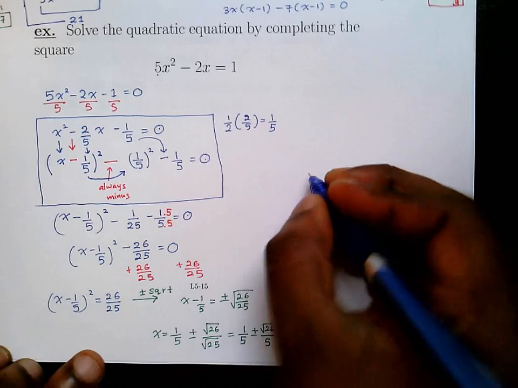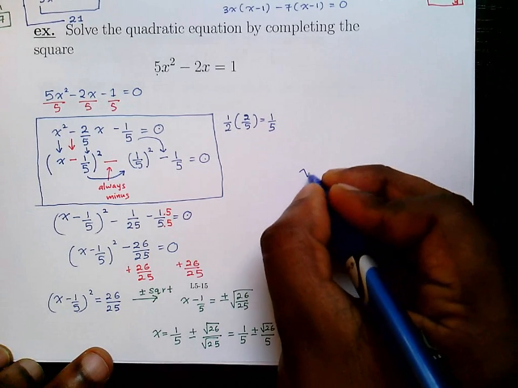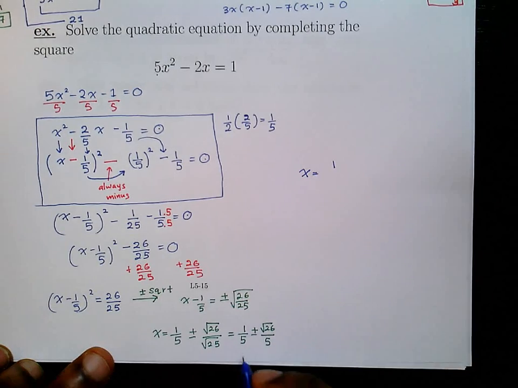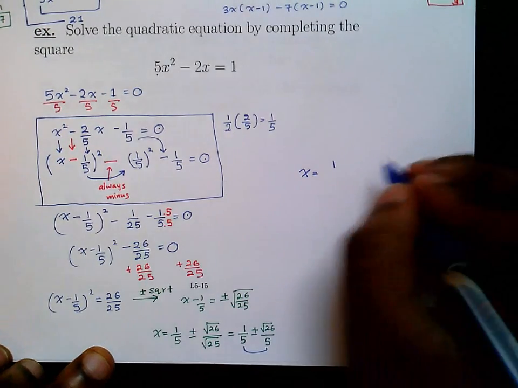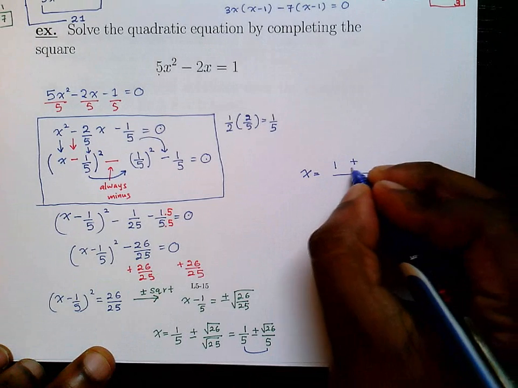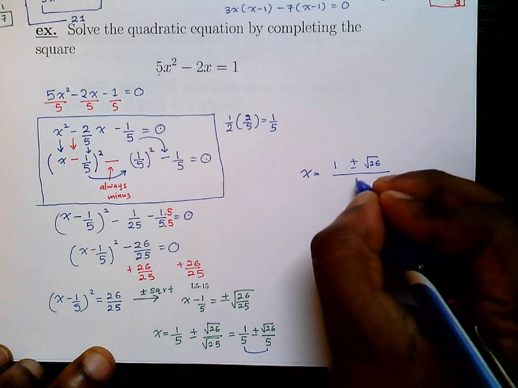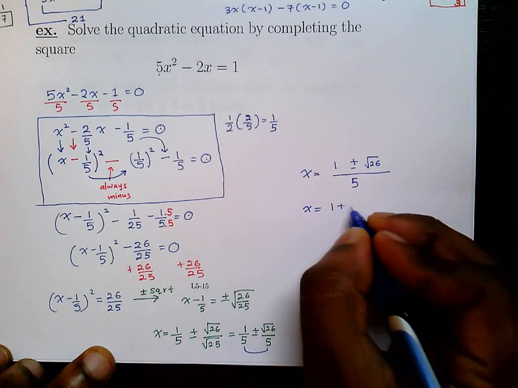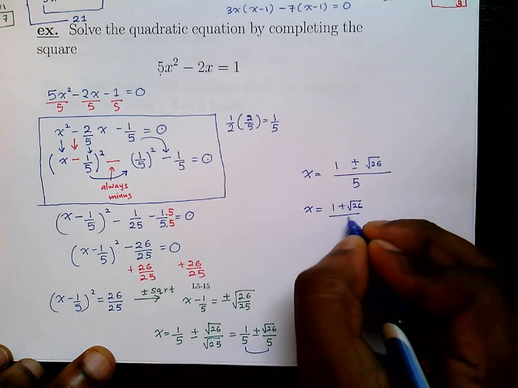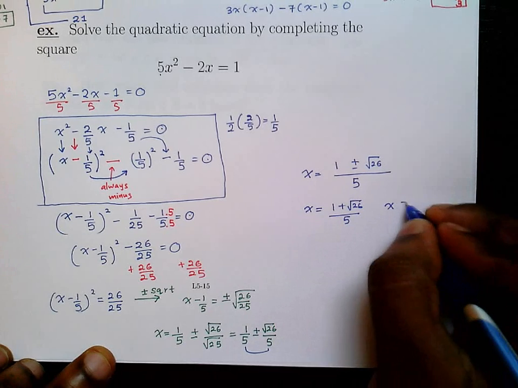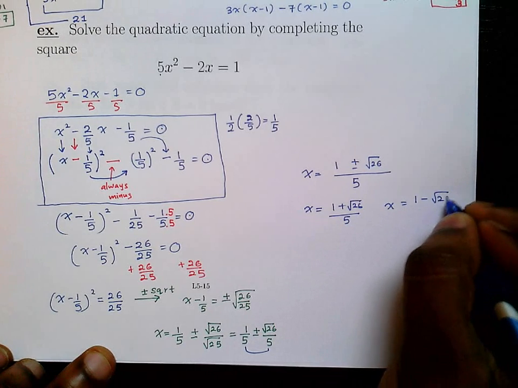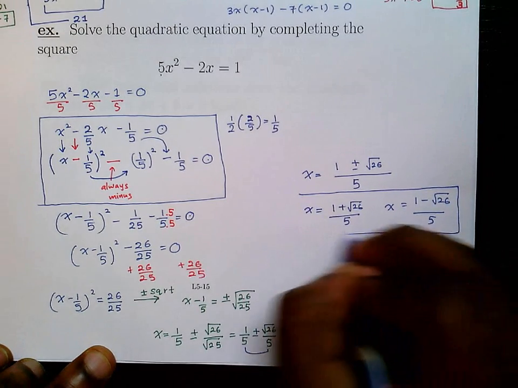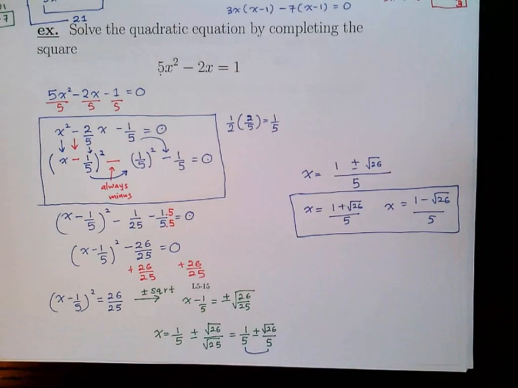Now, how do you write the solutions? I would prefer this. x equals 1/5, well, this is the same denominator, so you can just add them up. So 1 plus or minus square root of 26 over 5. Or you can just write it as two solutions: x equals 1 plus square root of 26 over 5 and x equals 1 minus square root of 26 over 5. I would be very happy if the final solution is kept in this form.